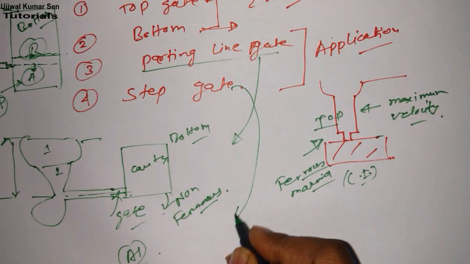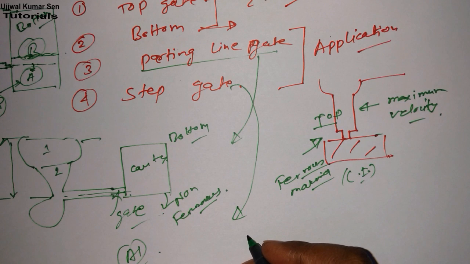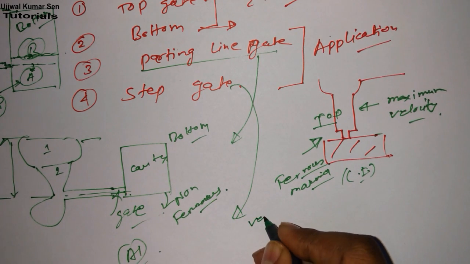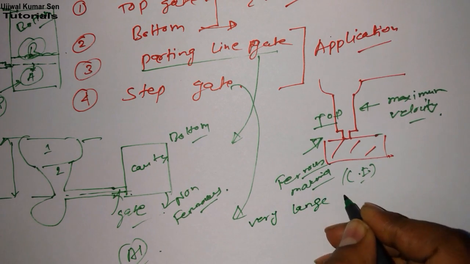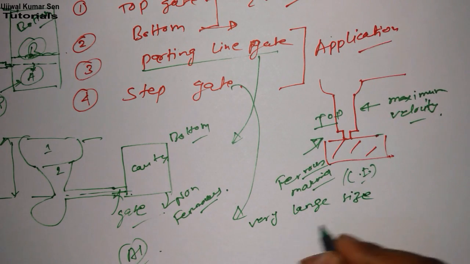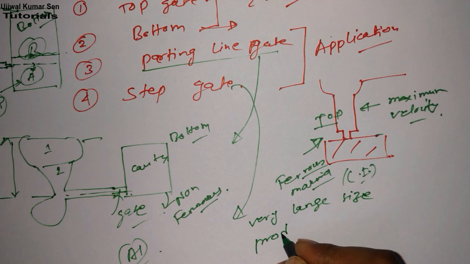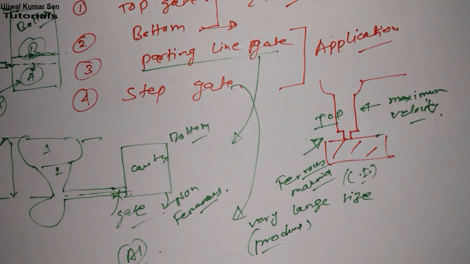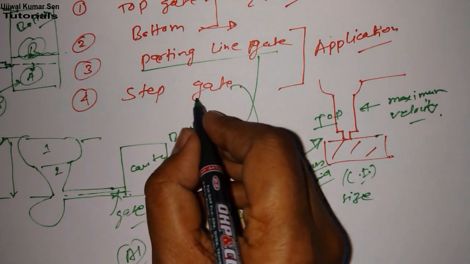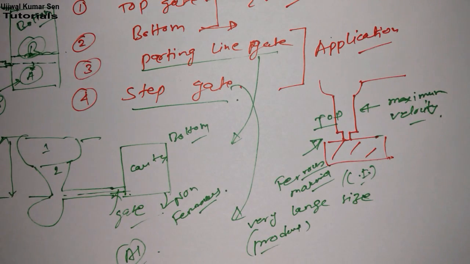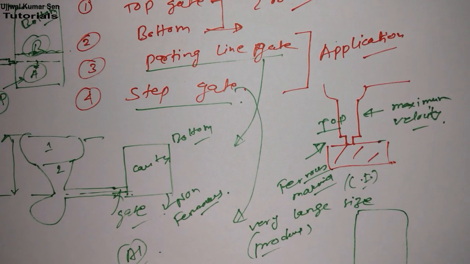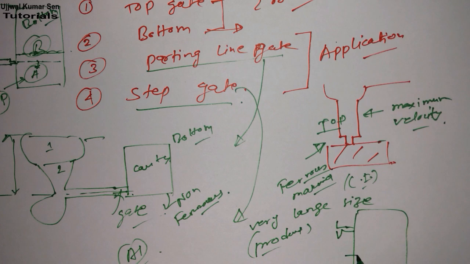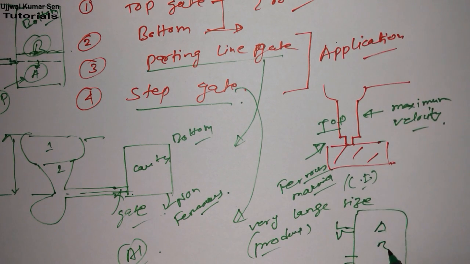Now if you are talking about step gate, what is the application of the step gating system? Basically, we use the step gating system in case of a very large size product. If we want to cast any very large size product, then we go with the step gate. Step gate means there are many gates in a single cavity. For filling a single cavity there would be many gates, just like one gate here, one here. So this is a step gating system.